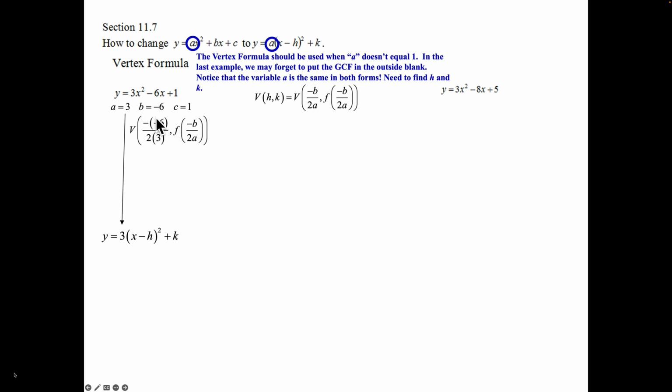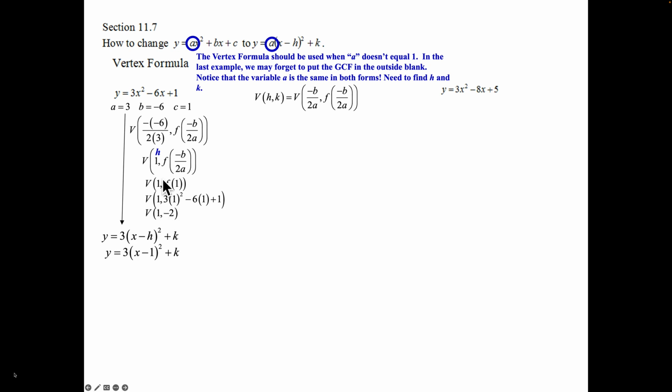Well, this will be a positive 6 on the top. This is a positive 6 on the bottom. That's a 1. So there's your h. If you want, we can go put it in right now. There it is. To find the k, which is your y-coordinate, take this one, plug it back into the original equation. So 3 times 1 squared minus 6 times 1 plus 1. 1 squared is 1 times 3, 3. Minus 6 plus 1. That's a negative 2.